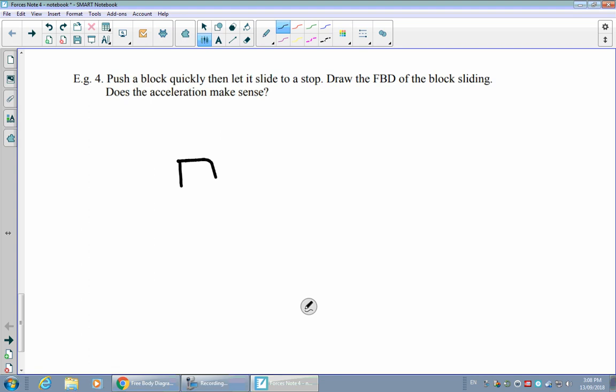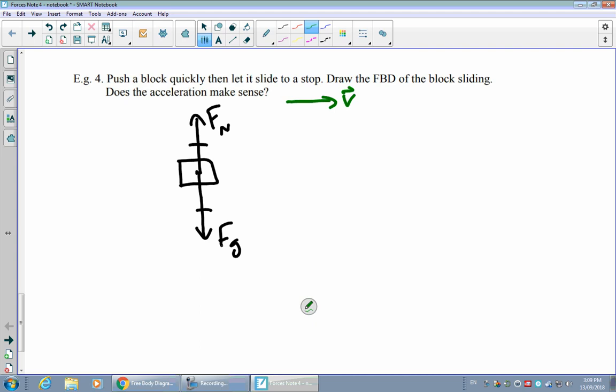So I have my box, once again. It still feels the force of gravity pulling it down. We can't forget about that. But the reason it's not going through the surface is because it's feeling normal force pushing it back up. It's not accelerating at all, up or down, so we know that those must be equal to each other. But what other forces are there? Well, we're not pushing the block anymore because we're just going to look at when it's sliding after I've pushed it. But if it's sliding along the surface, let's say that it's moving in this direction.